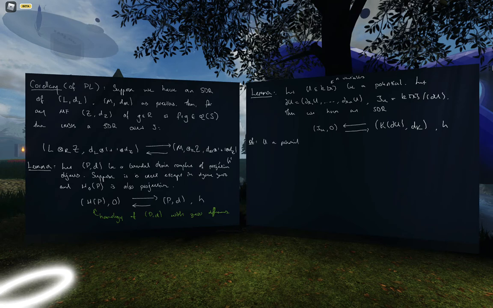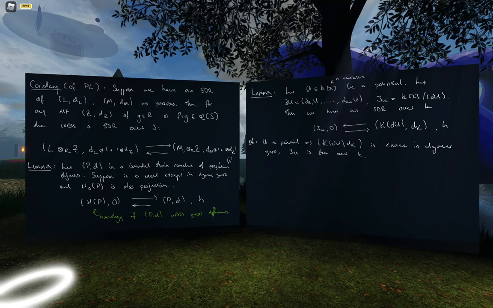Potential implies that the Koszul complex is exact except in degree zero. Each graded component of the Koszul complex is free, hence projective. The fact that U is a potential also means that J_U is free over K. Oh, yeah, I should say, this strong deformation retract is over K. And then we just apply the previous lemma and we get the strong deformation retract written above.